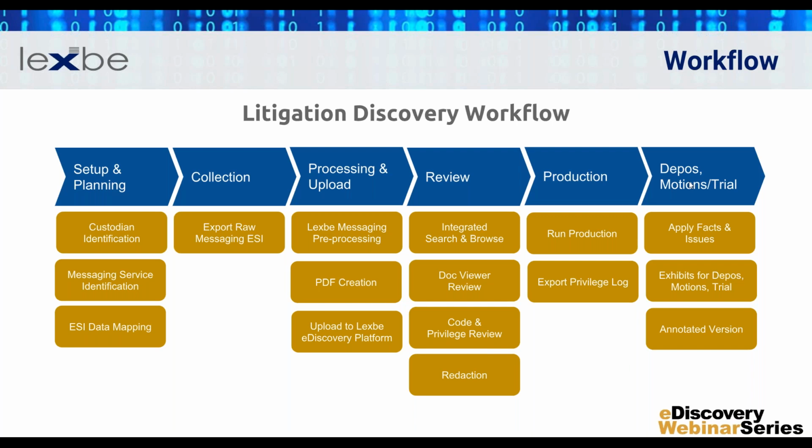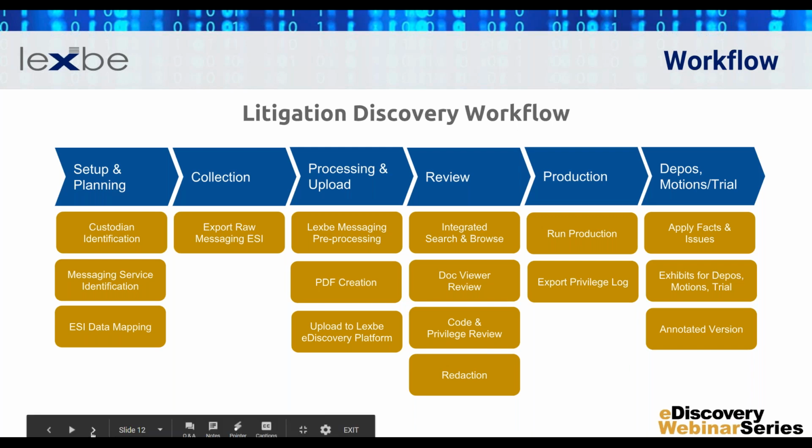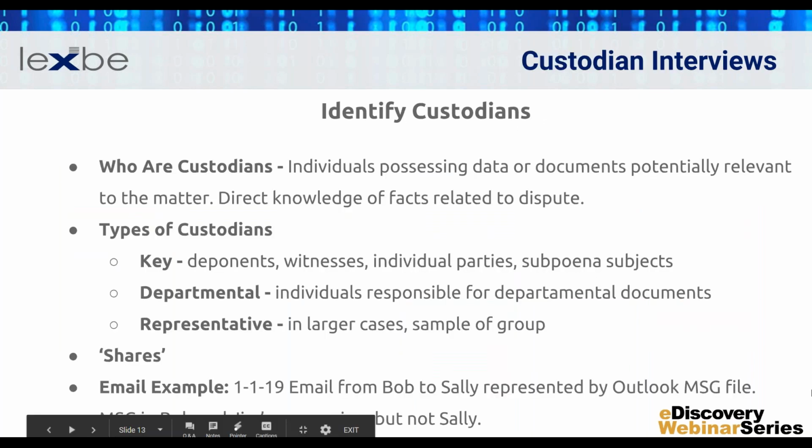First question we should address is just how do you identify custodians? What are they? This isn't very well defined or consistently defined in case law and rules particularly, and a lot of this has grown up through discovery practice. So first, who are custodians? These are individuals who possess data or electronically stored information, ESI, documents that are potentially relevant to the case and from whom data should be collected. These are people that have knowledge of facts related to the litigation or dispute.